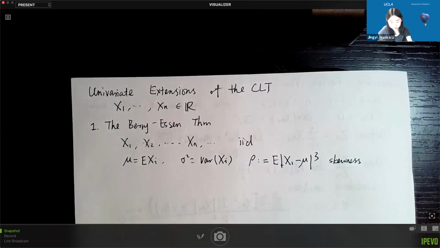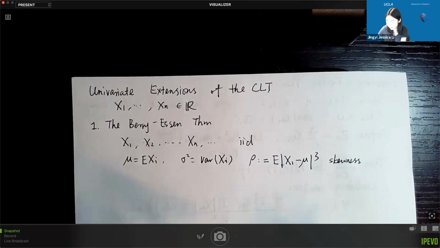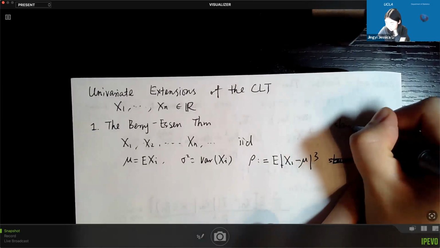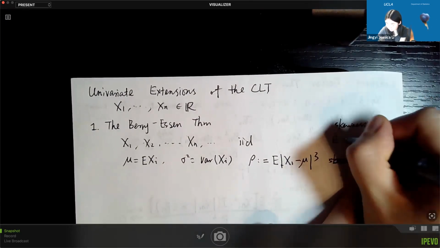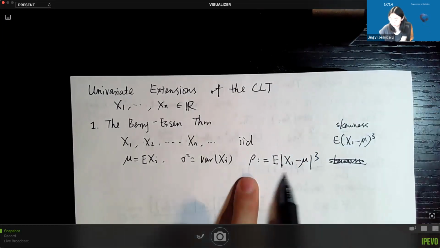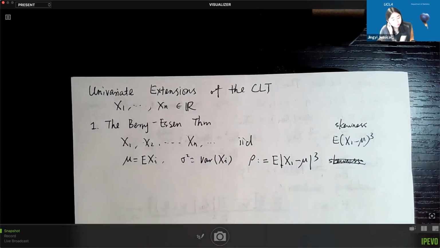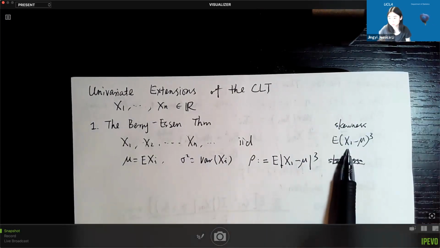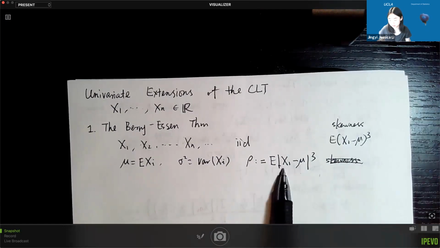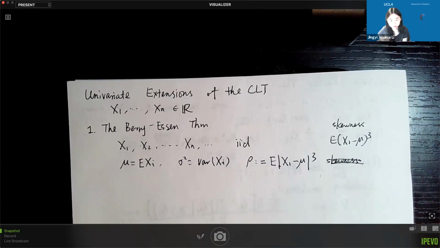Actually, no, sorry, my bad. I think that's not the skewness. The skewness should be, sorry, not absolute value, my bad. I should cross this out. Skewness is defined as the expectation of (X1 minus mu) cubed, but no absolute value. Here we have the absolute value. That's why the skewness could be 0 if your distribution is symmetric around mu. But here it's not the skewness, it's the absolute third moment.